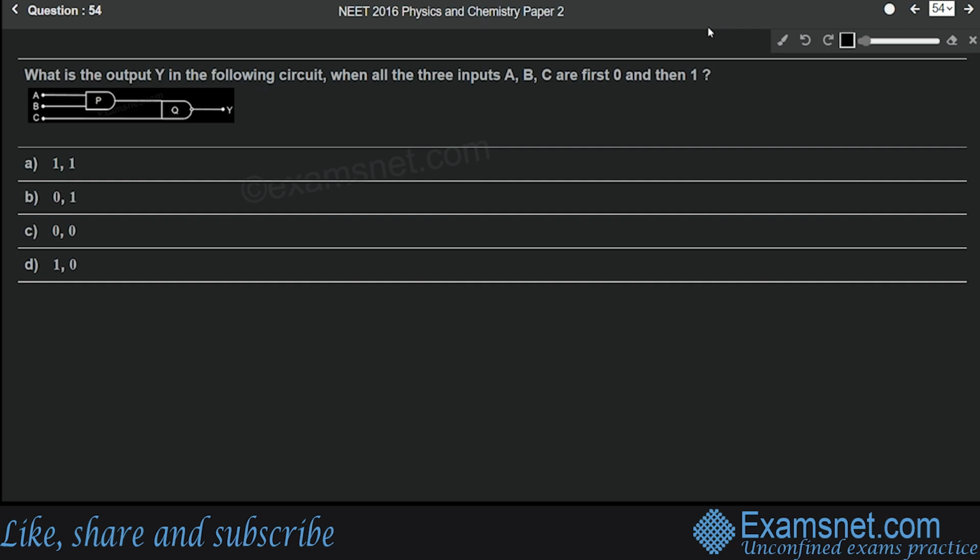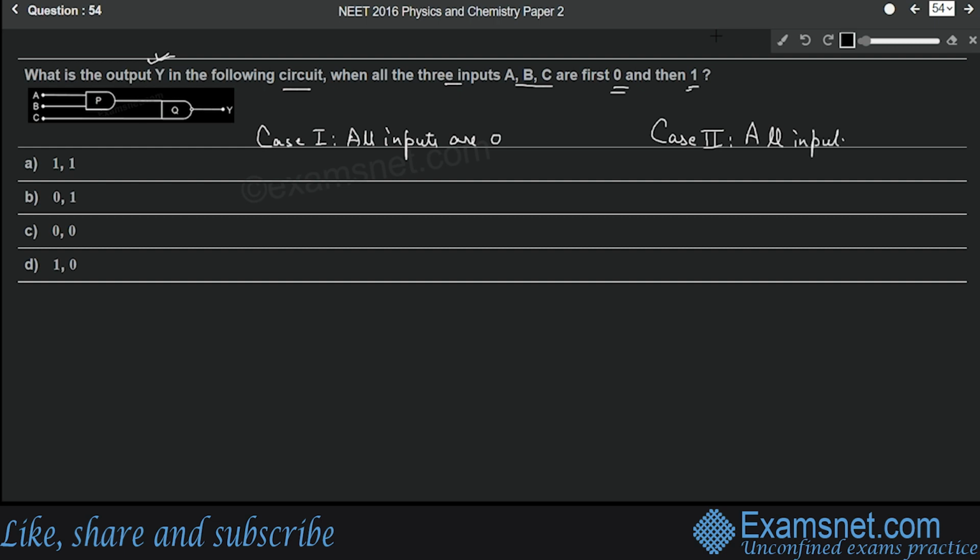Question number 54 is also from semiconductor electronics, and the question is, what is the output Y in the following circuit when all the three inputs A, B and C are first 0 and then 1? Okay, so there are two cases here. In the first case, all inputs are 0. And in the second case, case 2, all inputs are 1.